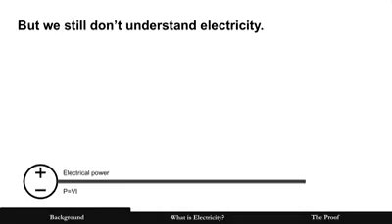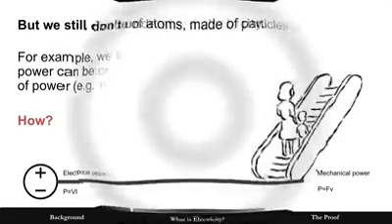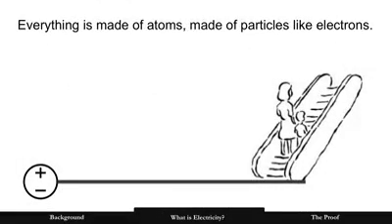But I'm going to make the argument here that we still don't understand electricity, and here's why. We know that electrical power can be converted to other types of power, such as mechanical power. And the question is, how does it do that? So let's take a stab at a new definition of electricity.